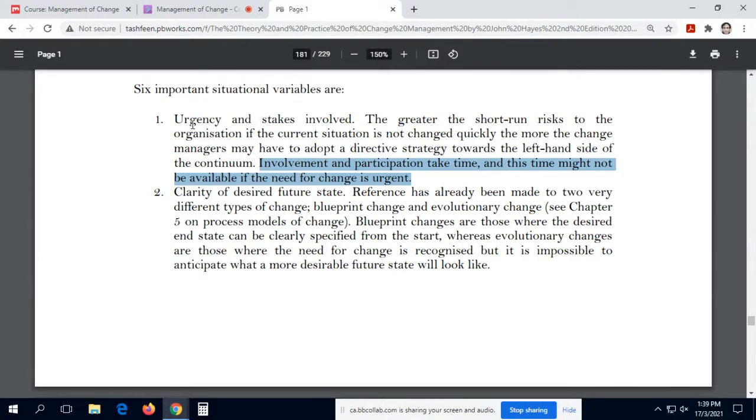Before that, let me read this line. I think this is important. Under urgency, please look at this highlighted section. Involvement and participation take time, and this time might not be available if the need for change is urgent. We have said it before many times, but they are using different words, so I thought maybe we should reflect on that. Involvement and participation take time, and this time might not be available if the need for change is urgent. So now you need to think, if that is the case, what other methodologies can be used, and so on.